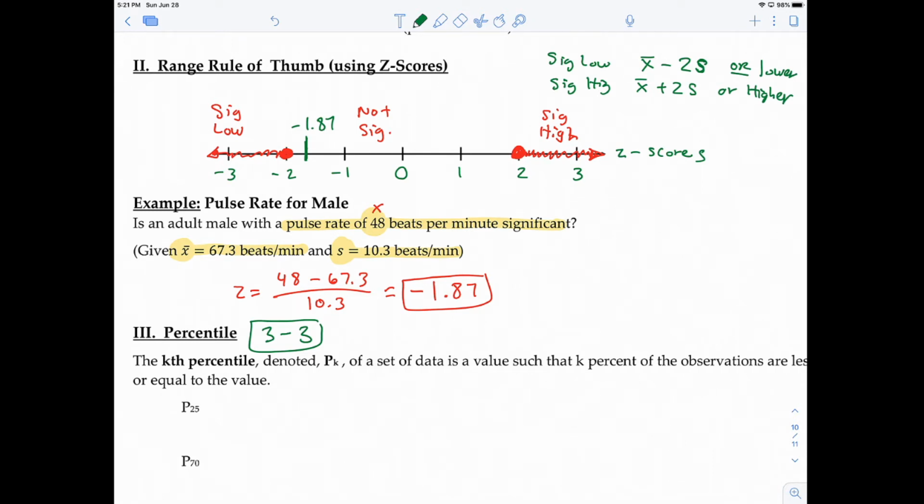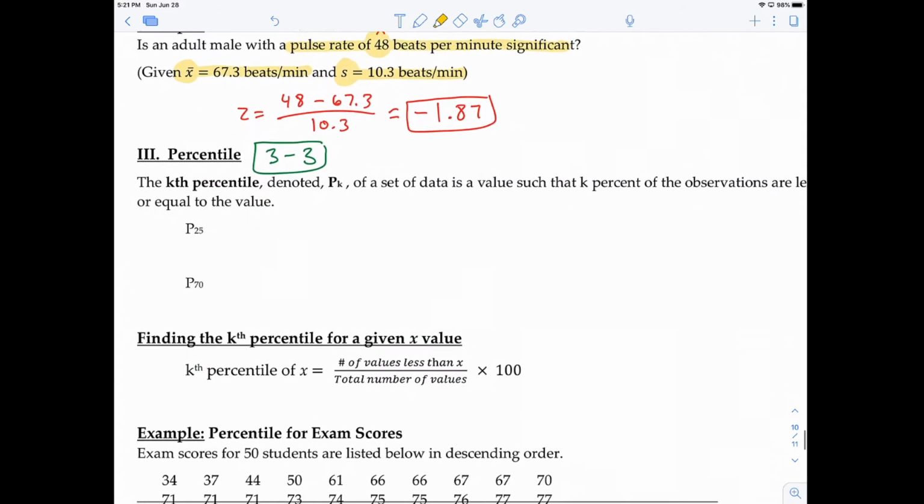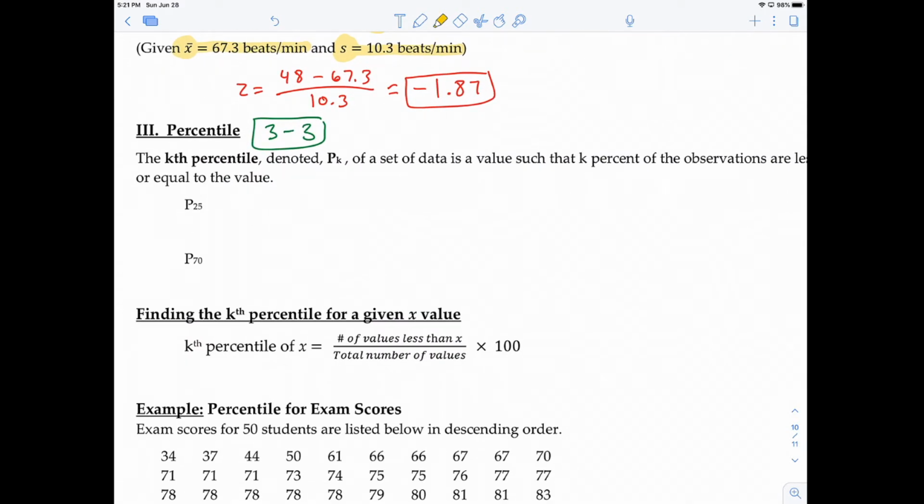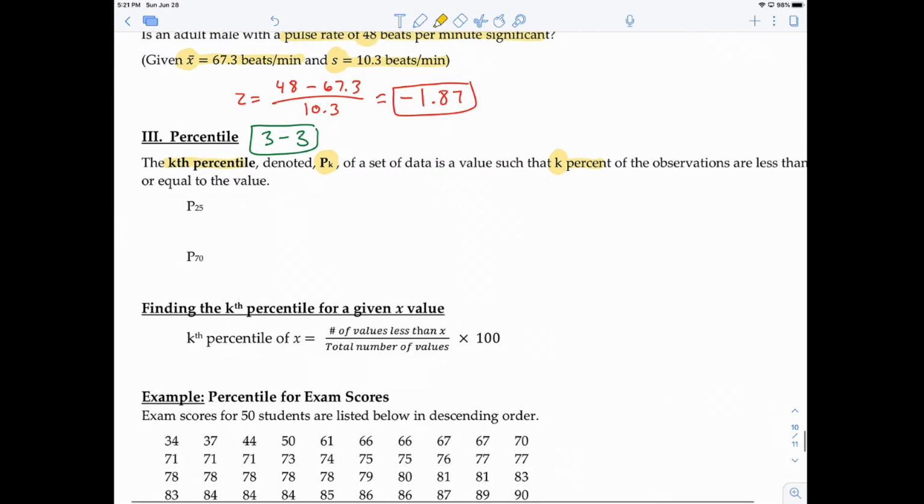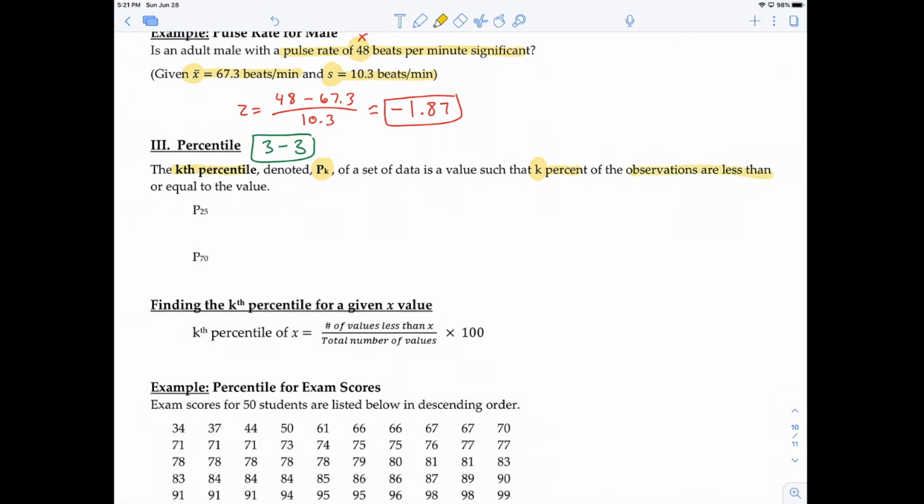All right, so in this video, video number 2 for chapter 3, covering section 3-3, measures of relative standing, I'm going to cover percentiles. Let's read the definition for percentile. The kth percentile, denoted as p sub k of a set of data, is a value such that k% of the observations are less than or equal to the value.